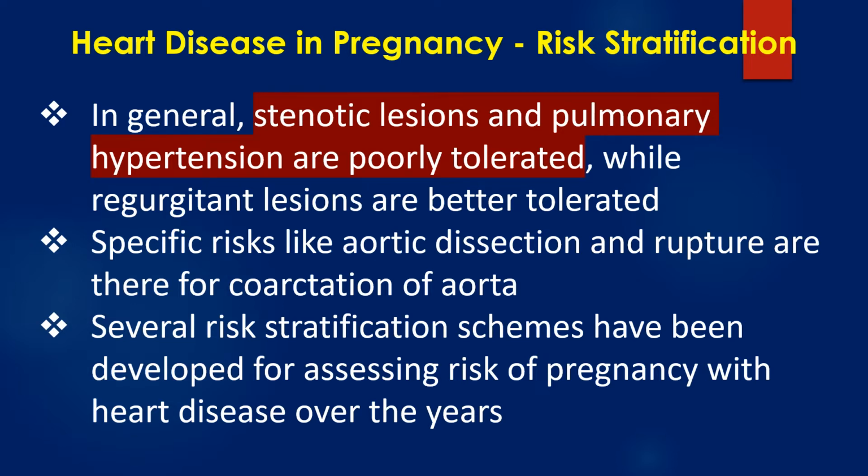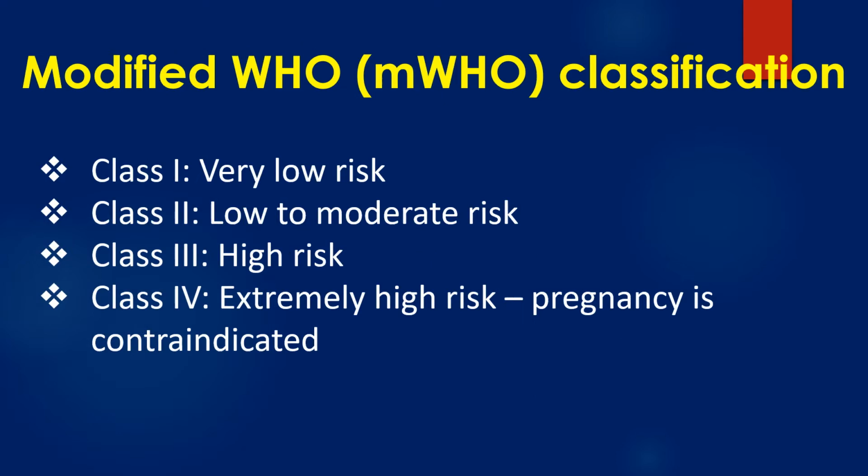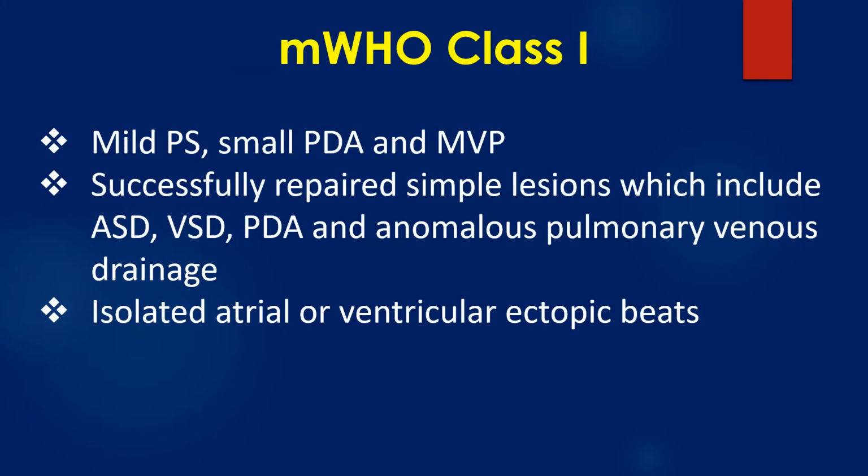Several risk stratification schemes have been developed for assessing risk of pregnancy with heart disease over the years. According to the modified World Health Organization classification, obstetric patients with heart disease are classified into Class 1 very low risk, Class 2 low to moderate risk, Class 3 high risk, Class 4 extremely high risk. Pregnancy is contraindicated.